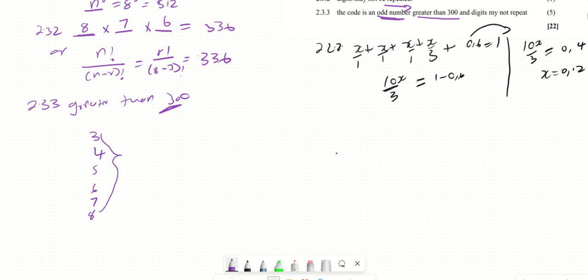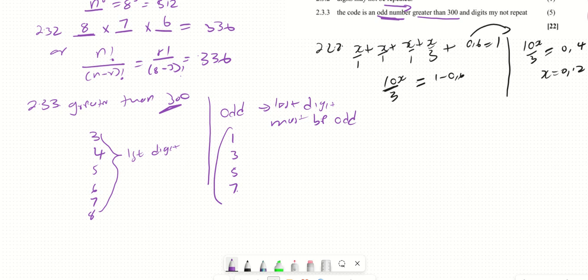Why 300? Because 300 has 3 digits, so this will give us a code with 3 digits. So this has to be the first digit. Then for it to be odd, let's focus on the odd part. For it to be an odd, the last digit must be odd. And how many odds are there? We have 1, 3, 5, 7. So this has to be the last digit. Remember, the question says digits may not repeat. So if we choose a digit as the first, it can't be on the last.